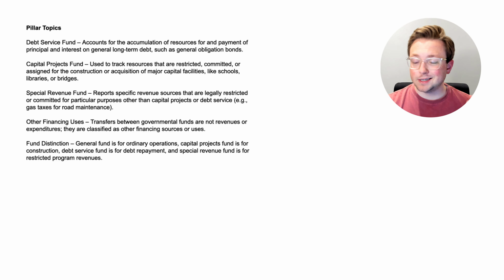And then finally, fund distinction. General fund is used for ordinary operations. Capital projects fund is for construction. Debt service fund is for debt repayment. And special revenue fund is for restricted program revenues. That's kind of like a small summary right there. The general fund we didn't go over too much because, again, it's kind of just the everything else fund. It's for ordinary operations. And so we dove deeper into the other funds throughout this video. Again, those are the pillar topics for this video, the basic key ideas that we were supposed to learn.